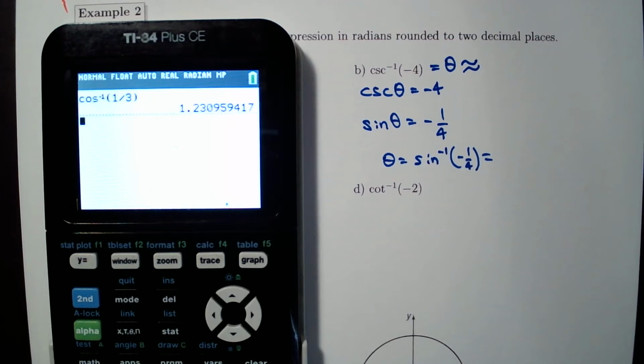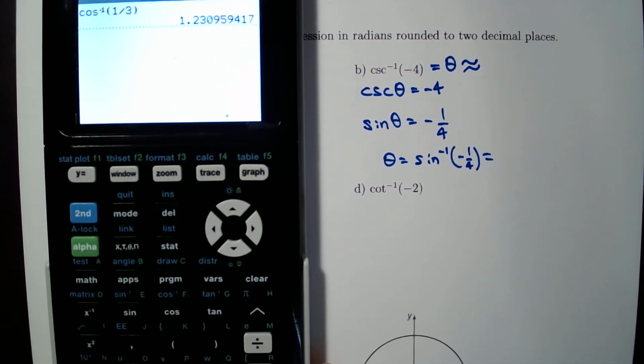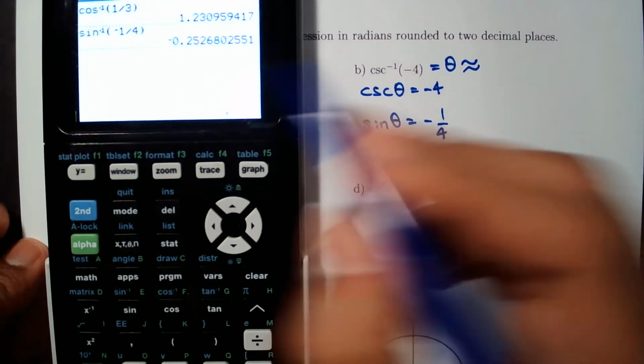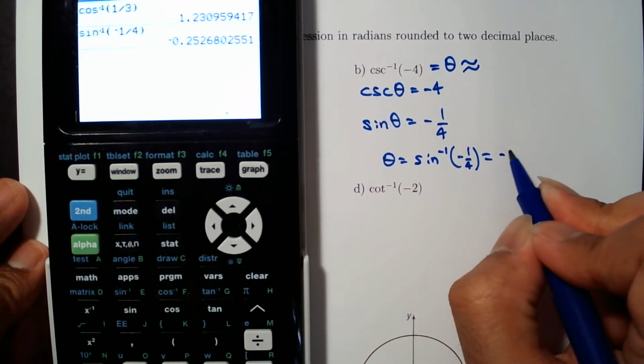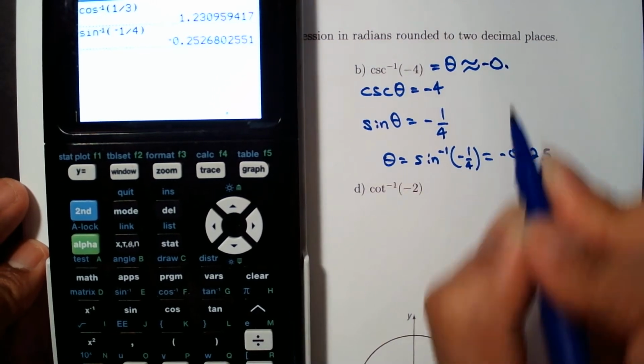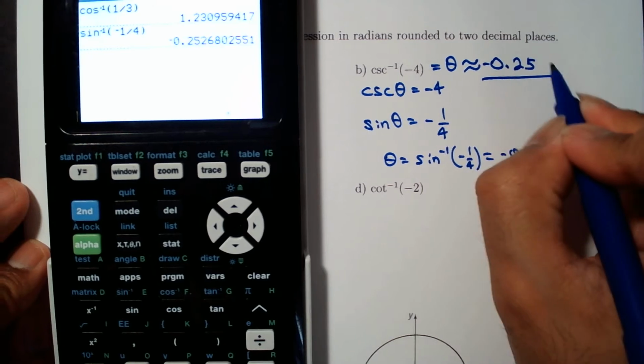So all we do is, where is it? Secant inverse sine of -1/4. All right, and that's going to give us -0.256. Well, rounded to 2 decimal places, simply -0.26. Final answer.